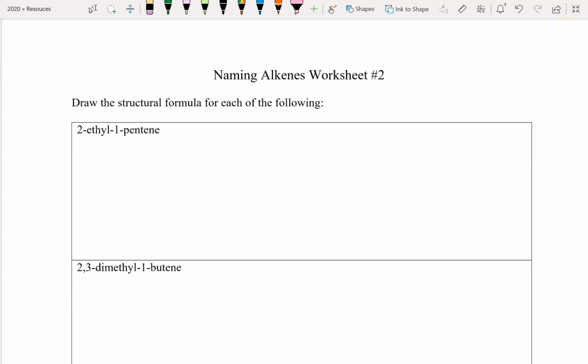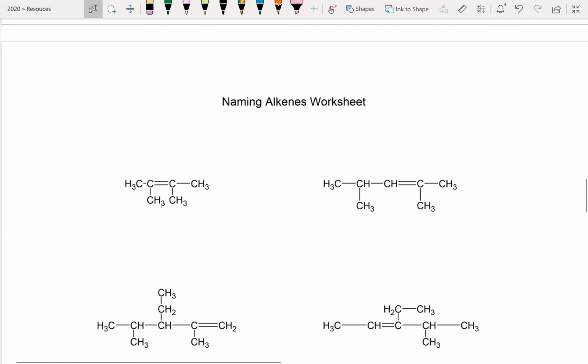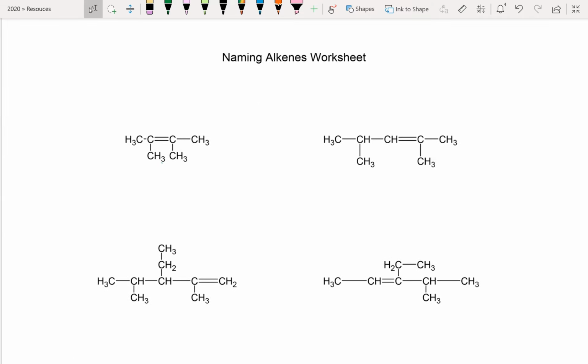Okay, so here we are with part 2 on this worksheet. We're starting off with some alkenes. It wants us to start with drawing, but we're going to skip that. We'll come down here to just some straight naming, because that'll make sense.